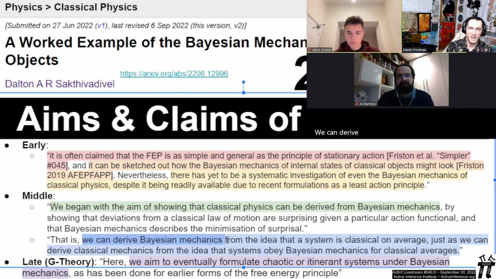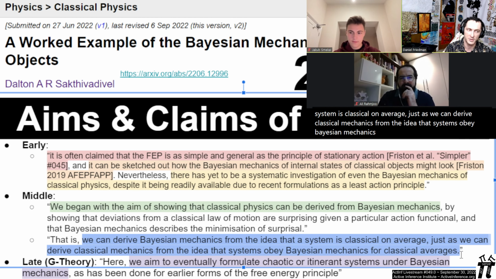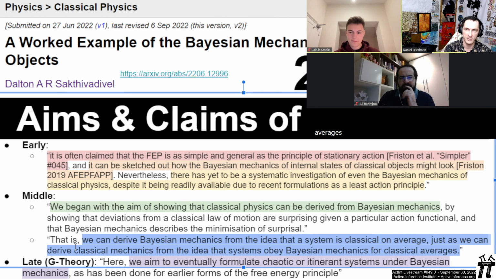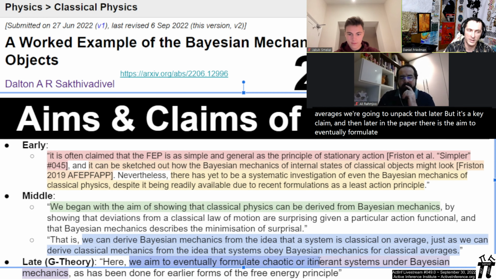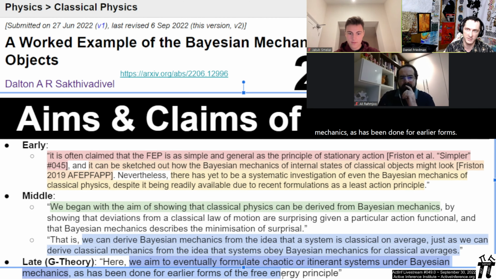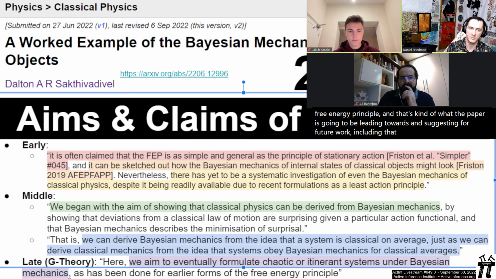We can derive Bayesian mechanics from the idea that a system is classical on average, just as we can derive classical mechanics from the idea that systems obey Bayesian mechanics for classical averages. We're going to unpack that later, but it's a key claim. And then later in the paper, there is the aim to eventually formulate chaotic or itinerant systems under Bayesian mechanics, as has been done for earlier forms of the free energy principle. And that's kind of what the paper is going to be leading towards and suggesting for future work, including that of G-theory. Anything that you fellows would add?